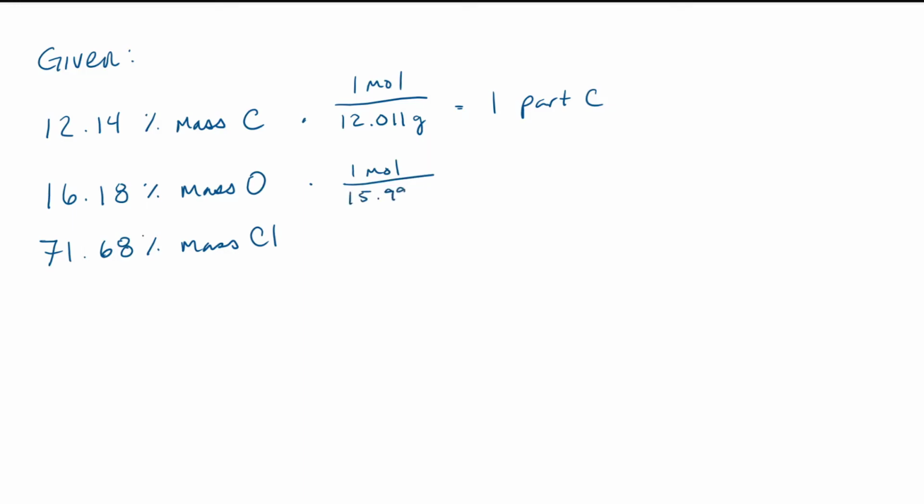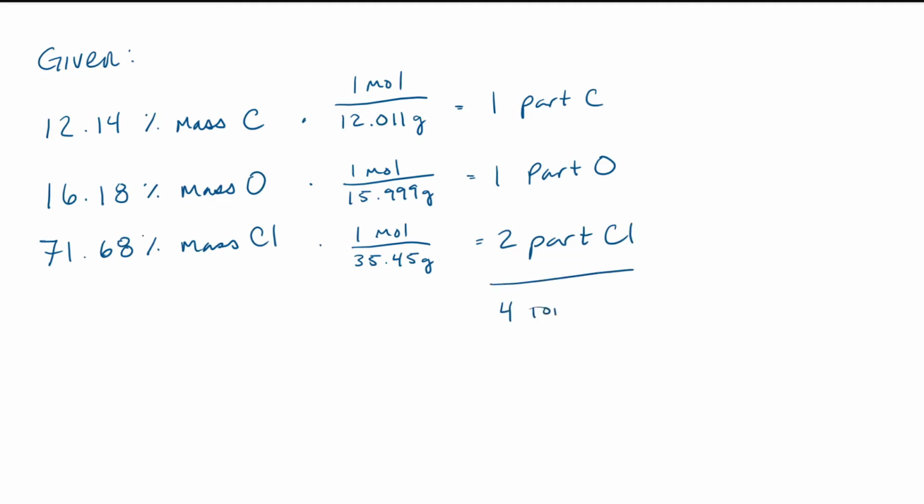16.18% oxygen divided by the molar mass of oxygen also gives us 1 part of oxygen. And 71.68% chlorine divided by the molar mass of chlorine, 35.45 grams per mole, gives us 2 parts of chlorine. So that's everything we know that's in this compound, 4 parts in total. So we have 1 part carbon in 4, 1 part oxygen in 4, and 2 parts in 4 of chlorine.